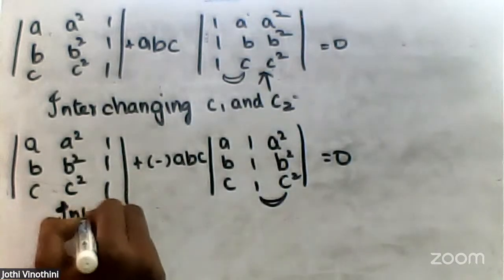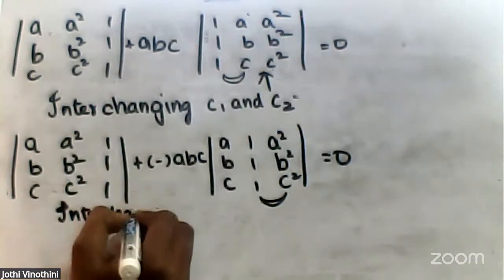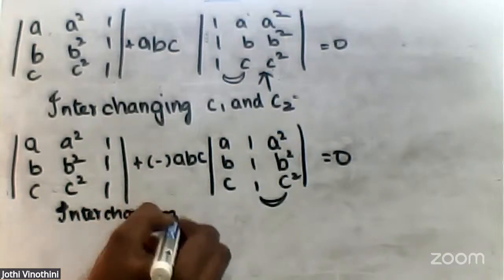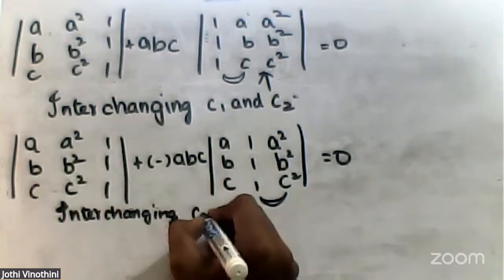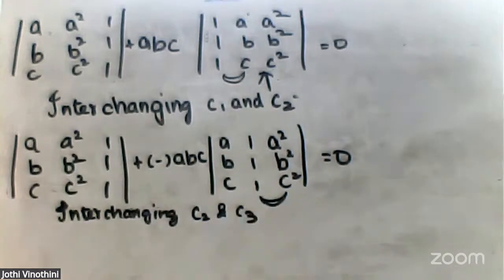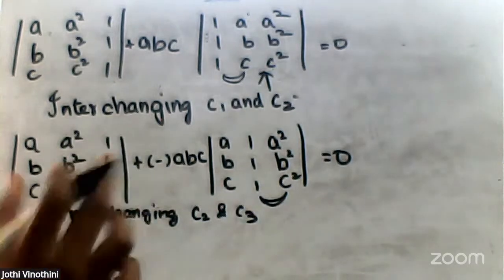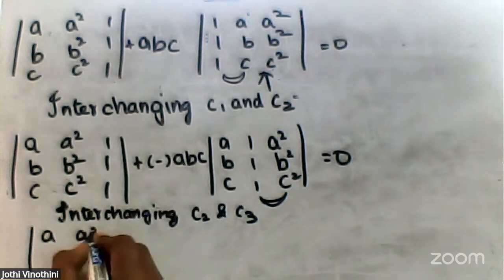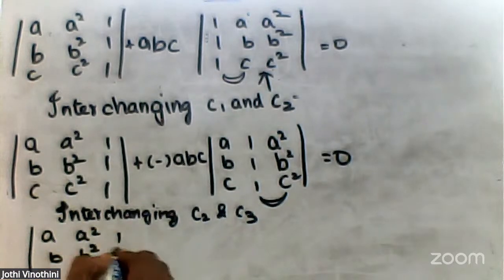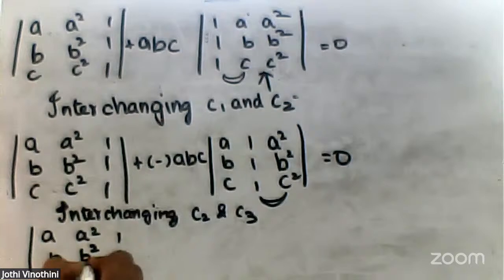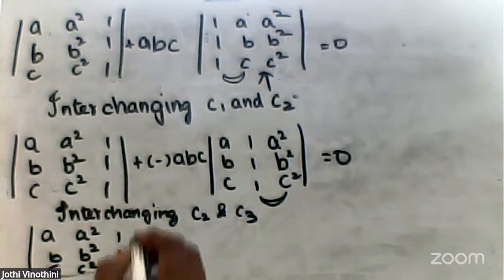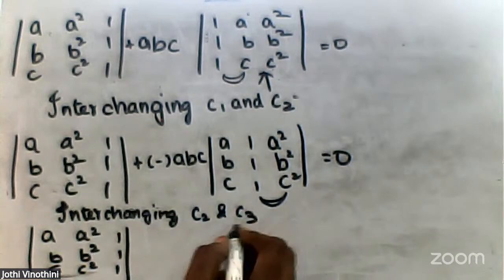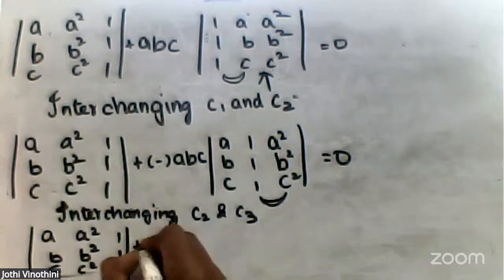So I'm writing interchanging, for which columns? Column 2 and column 3, right? So this matrix remains the same. So it will become A squared, 1, B squared, 1, C squared, 1, right? While interchanging columns, we have to add a subtraction.